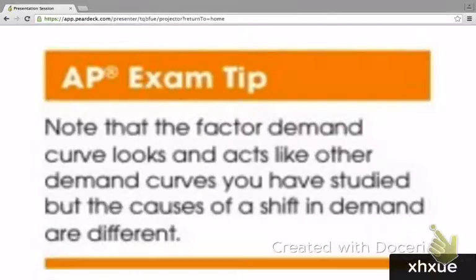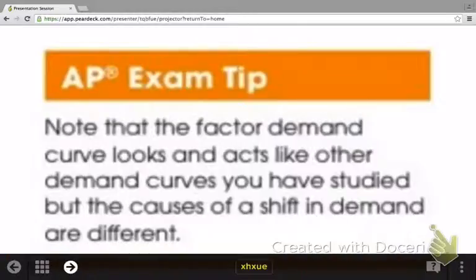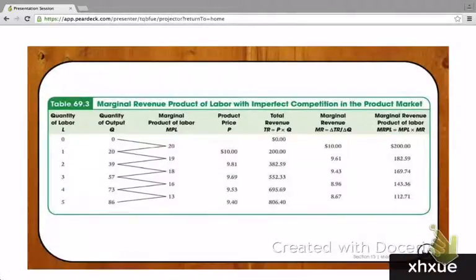So remember that the factor demand curve looks and acts like other demand curves you have studied, but the causes of a shift in demand for factors of production are different than the causes of a shift of the demand curve in the product market. Here again, we see a graph of the marginal revenue product of labor with imperfect competition in the product market that we will talk about in a second.